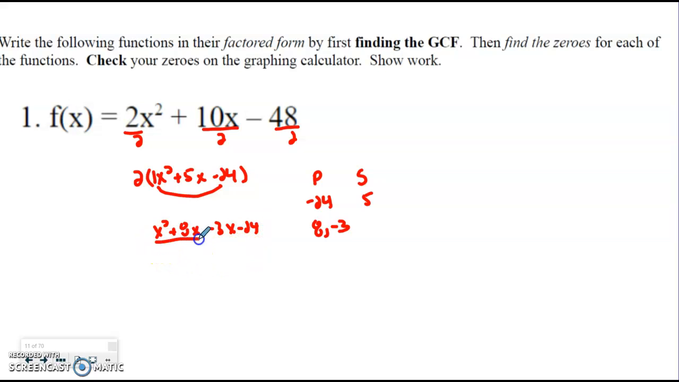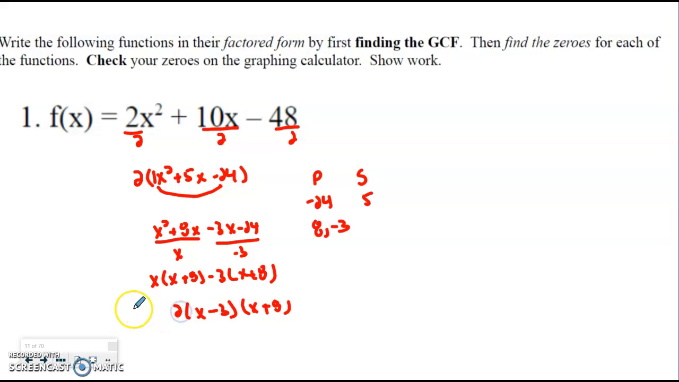So we're going to factor by grouping. I have an x that goes into both of those, so I get x times x plus 8. And then I have a negative 3 that goes into those, so I have negative 3 times x plus 8. So your factored form would be x minus 3, x plus 8, with a 2 in front of it. This would be your factored form: 2 times x minus 3, x plus 8.